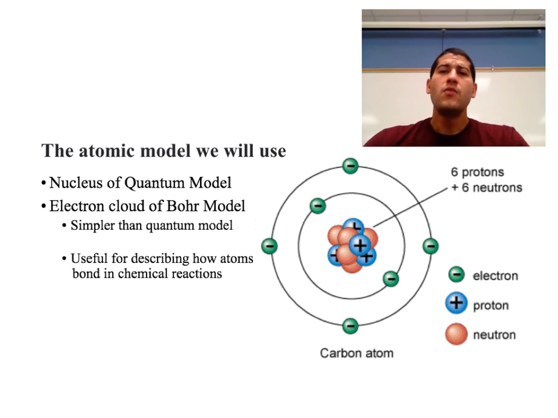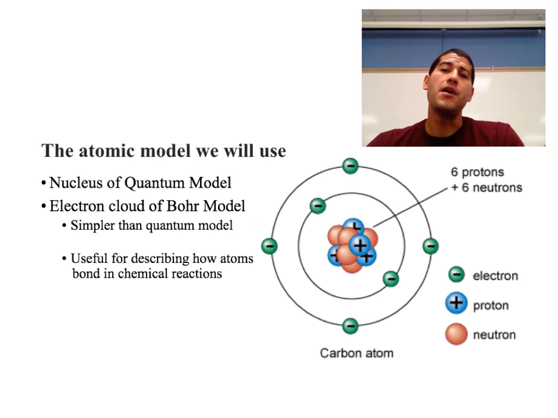So instead, we'll stick to representing the electron cloud with the planetary Bohr model, where the first energy level can hold 2 electrons and the second and third can hold up to 8. We will use the nucleus of the quantum model, however, because we need to know how many protons and neutrons are in the nucleus of atoms.